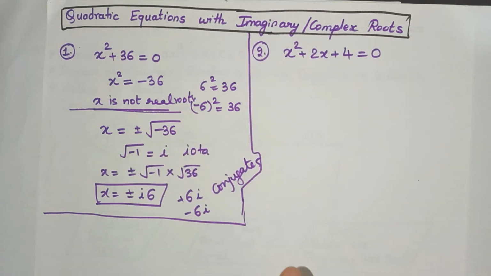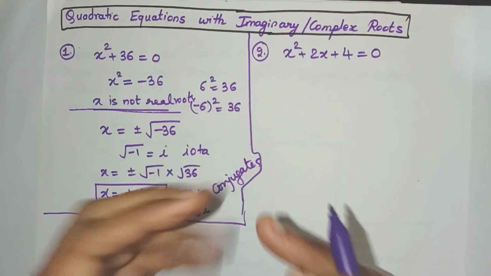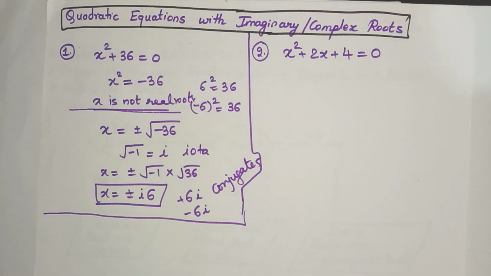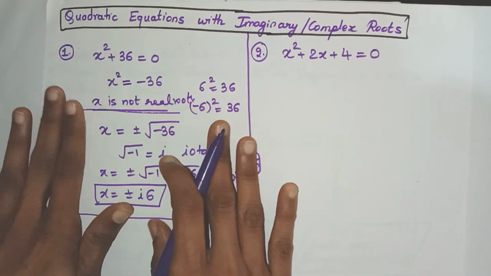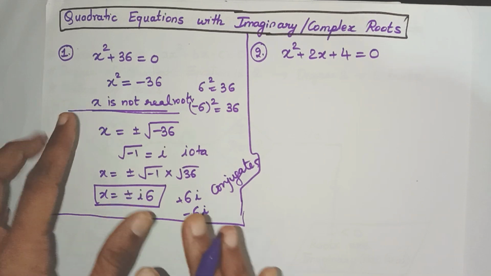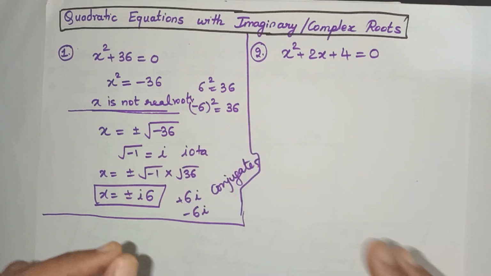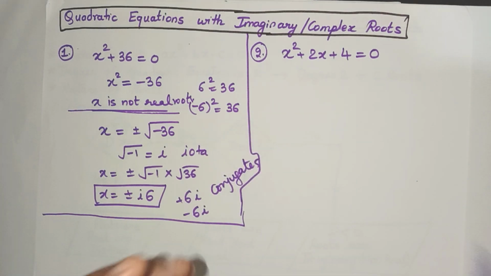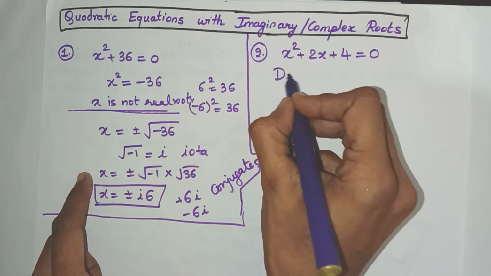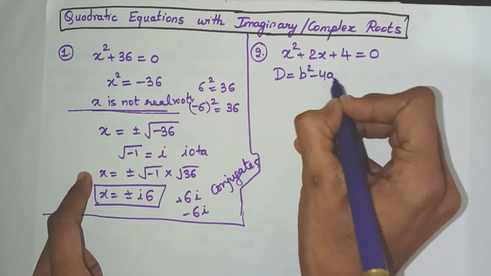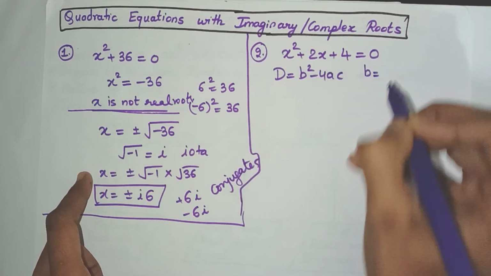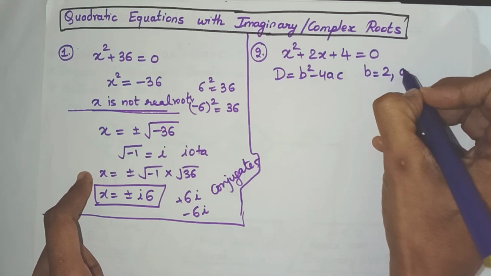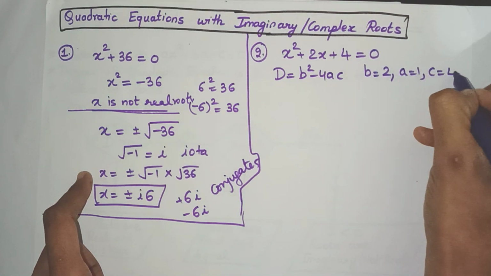Now friends, here is the next quadratic equation: x square plus 2x plus 4 equals 0. Just by looking at this quadratic equation, we really can't say whether the roots are going to be real or imaginary. In the previous example, it was very clear that the roots are not real. Here we can't say with that much guarantee. So we'll find the discriminant, which is nothing but b square minus 4ac. Now what is b over here? Can you tell me? Yes, b is 2, a is 1, right? And c is 4.